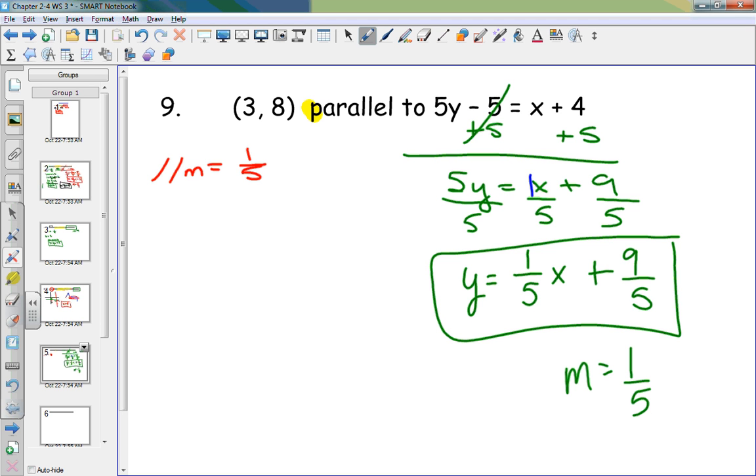We used mx plus b last time, so I'm going to go ahead and use the other method. y minus y1 is equal to m times x minus x1. I label my point x1, y1. So that's y minus 8 is equal to 1/5 times x minus 3.